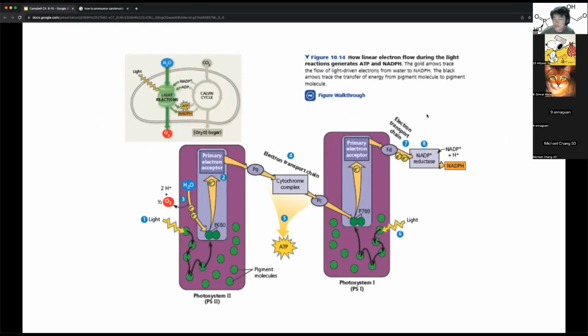Directly quoted from Campbell: First step, a photon of light strikes one of the pigment molecules in the light harvesting complex of photosystem 2, boosting the electron to a higher energy level. As this electron falls back to the ground state, an electron in a nearby pigment molecule is simultaneously raised to an excited state. The process continues, with the energy being relayed to other pigment molecules until it reaches the P680 pair of chlorophyll A molecules in the PS2 reaction center complex. It excites an electron in this pair of chlorophylls to a higher energy state. Number 2, this electron is transferred from the excited P680 to the primary electron acceptor.